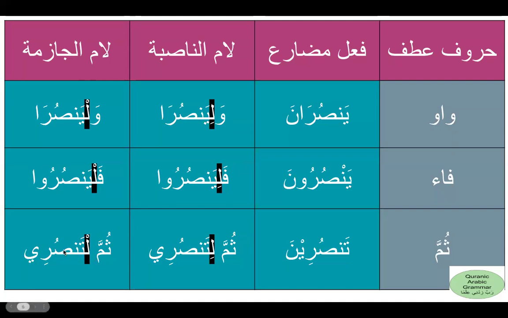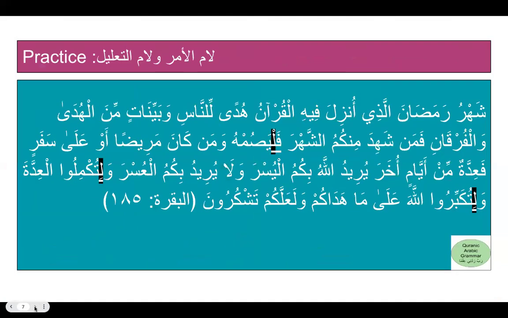thumma litansuri. In Quran, we can see in Surah Al-Baqarah, verse number 185, when lam al-amr had fa before it, it again dropped its kasra and took a sukoon. فَلْيَصُمْهُ. Mudari is majzoom after it, and we know that this lam is lam al-amr because it drops its kasra.